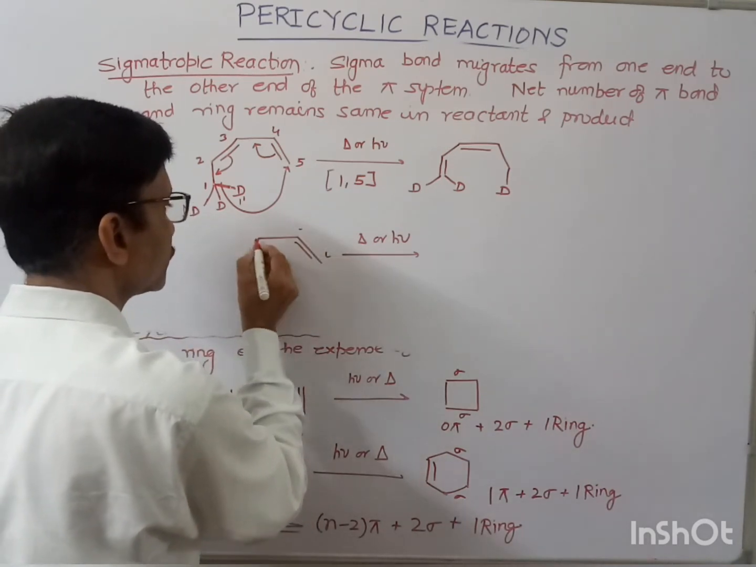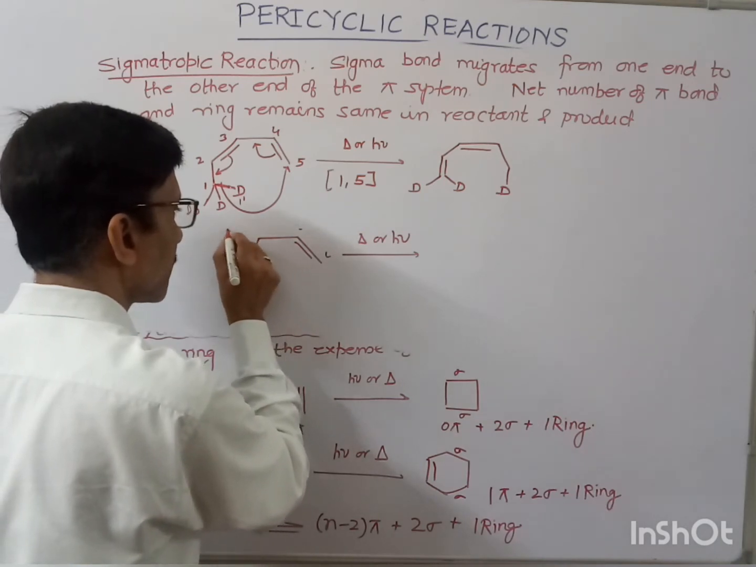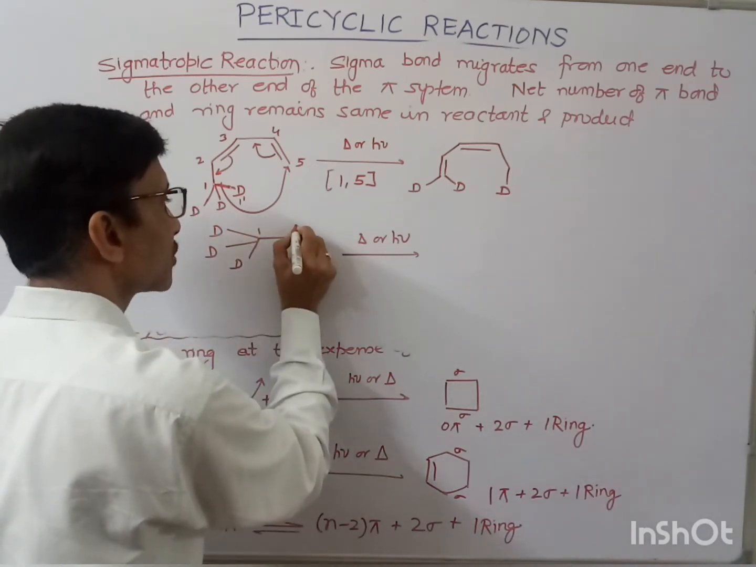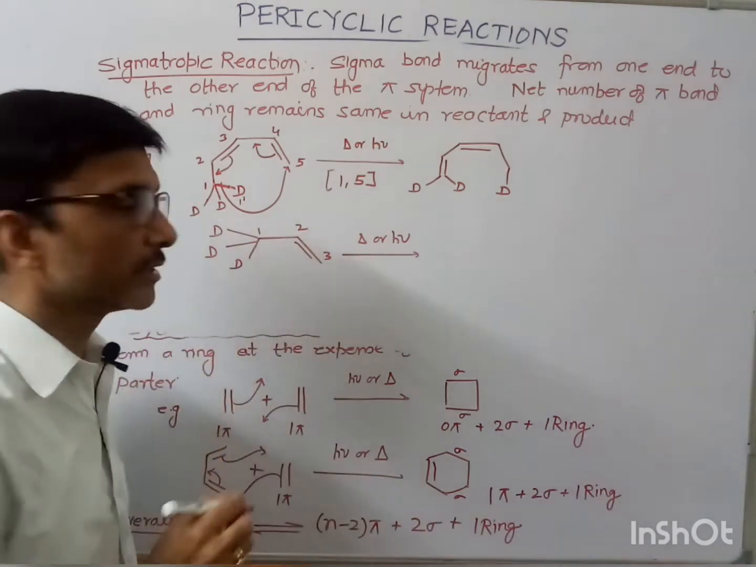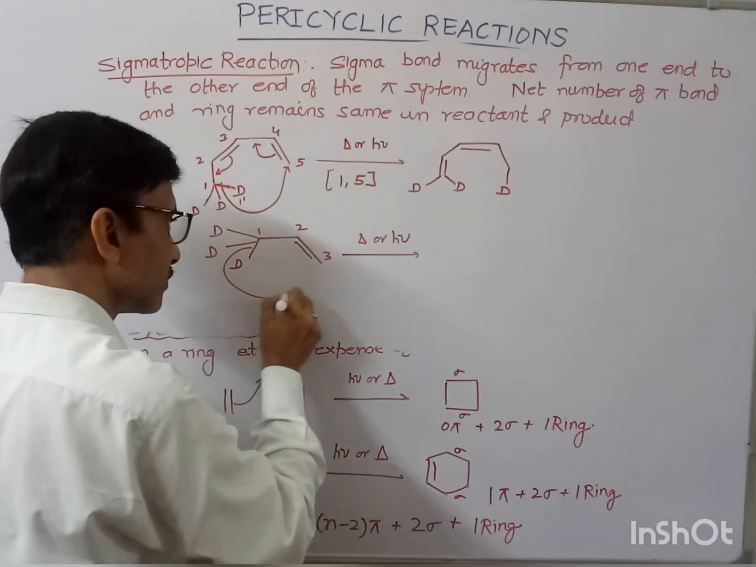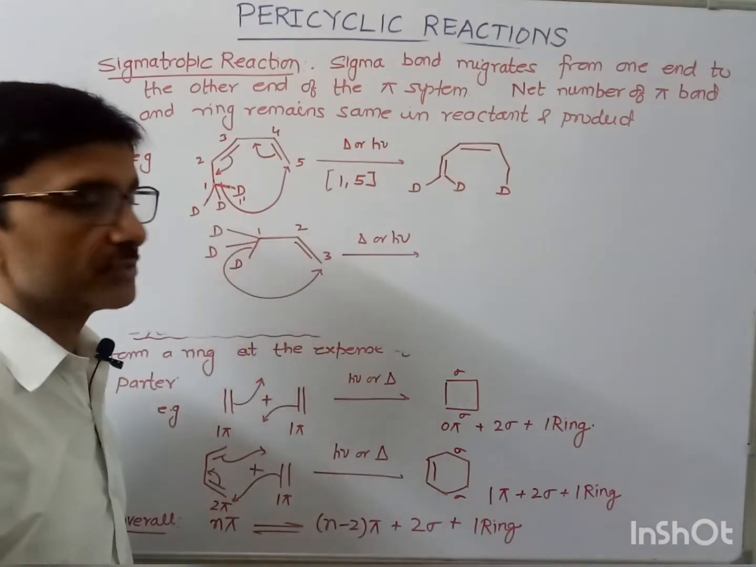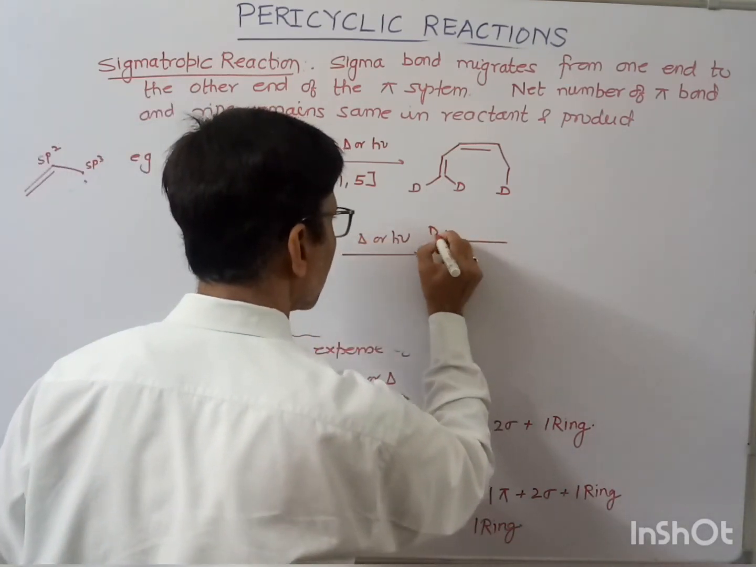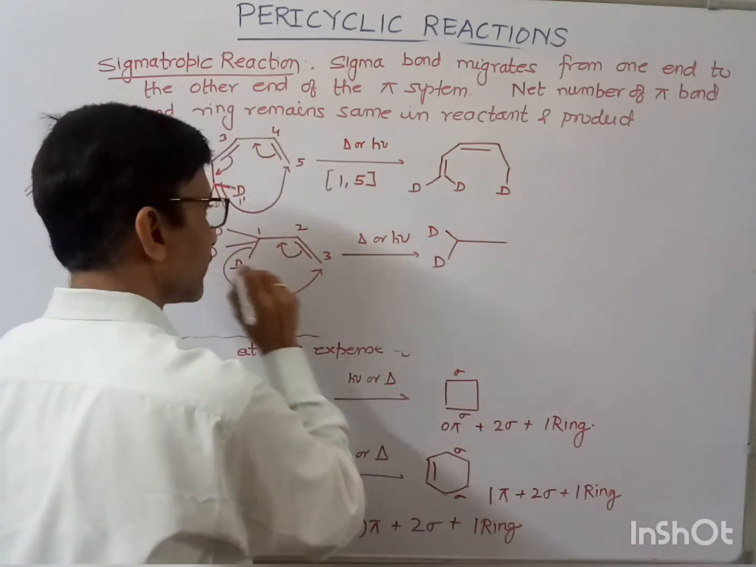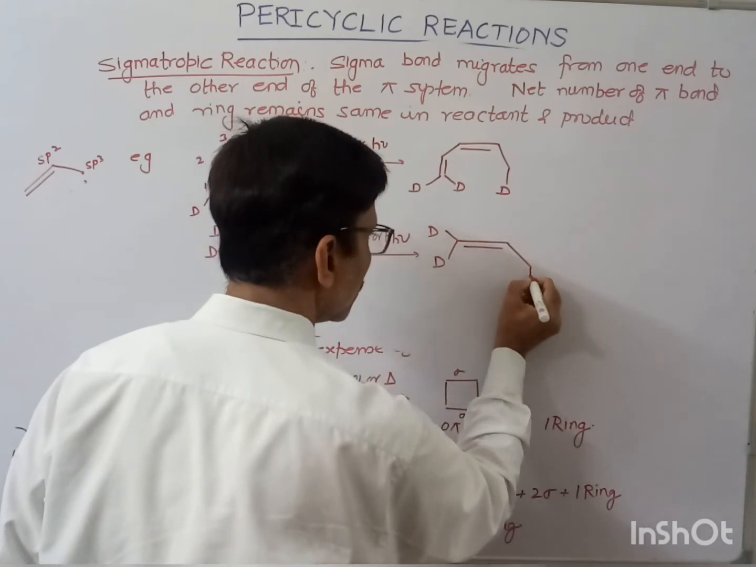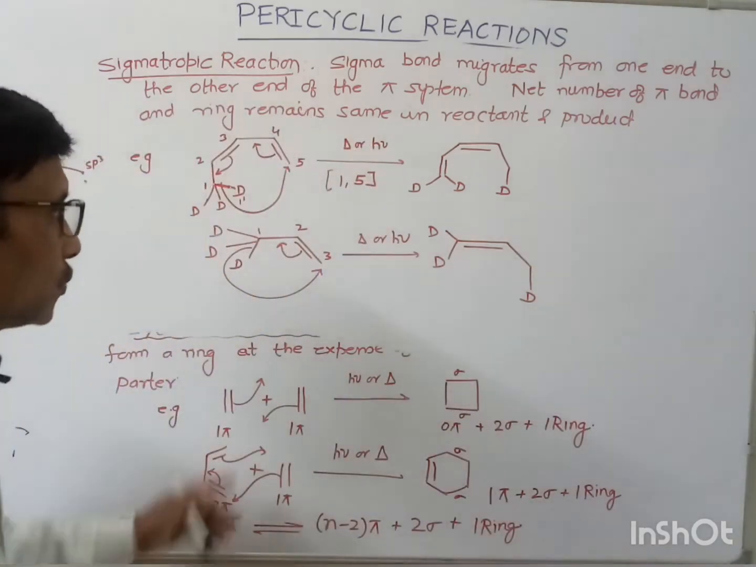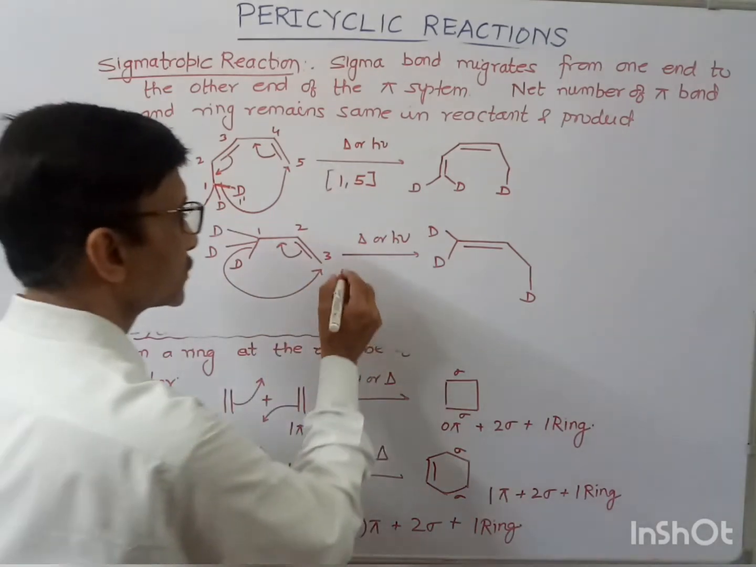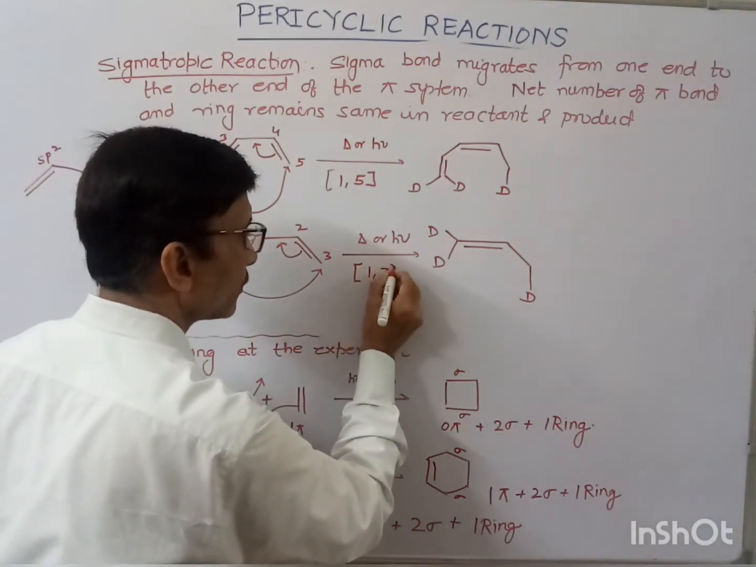So this would be the reactant molecule. This is the allylic carbon, 1st carbon, 2nd carbon, and this will be the 3rd carbon. So the sigma bond migrates from one end of the pi system to the other end of the pi system, and what you will get here is like this. A double bond will be created over here, and one of the deuterium will come over here. So the sigma bond is migrating from the 1st carbon to the 3rd carbon. That's why this is an example of a 1,3 sigmatropic shift.